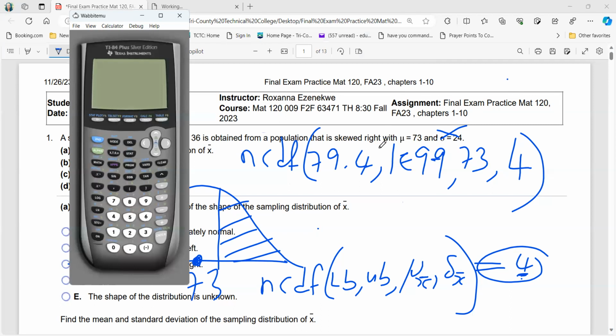I hope you remember this. And then the mean of the original data is 73. Therefore, the mean of the central limit theorem is 73. And the standard error is 4. Remember that central limit theorem is the same as the distribution of means, right? So they could say distribution of means, it still means central limit theorem.